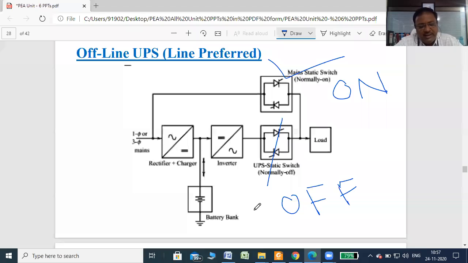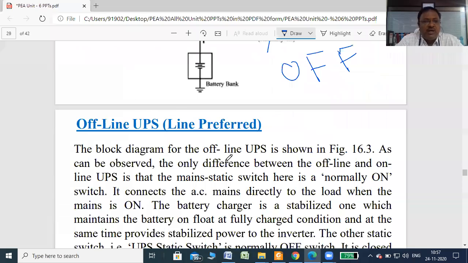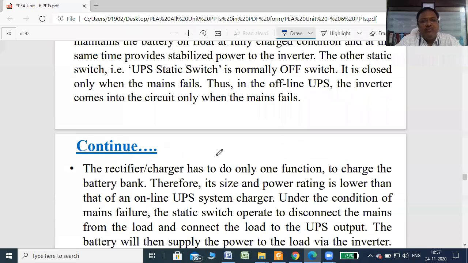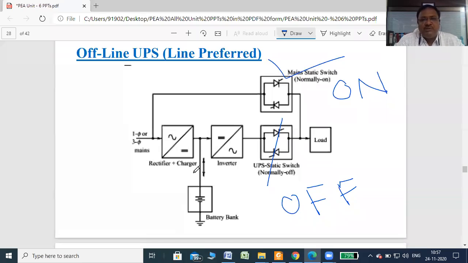So remaining circuitry is same. The working is also same. You can see the working is very similar to that of online UPS. Only what happens in this circuit, the mains is given to the rectifier and charger. It charges the battery. Okay. But because this UPS switch is normally off, the output of inverter is not connected to the load. Even as the battery charges, whenever it is fully charged, then automatically it shuts down, and the load is fed directly with the supply through these switches to the load.